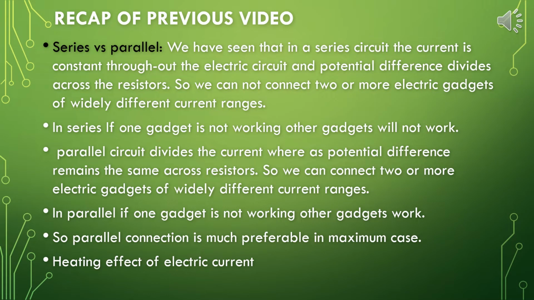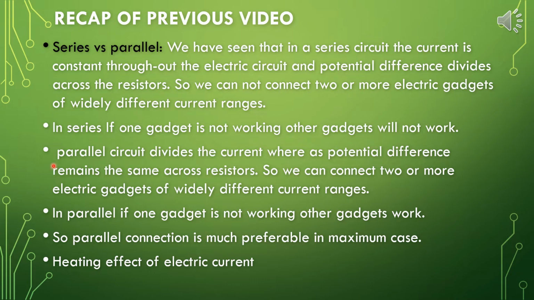Let us have a recap of the previous video. We have learned about series versus parallel, where we have seen that in a series circuit, the current is constant throughout the electric circuit and potential difference divides across the resistors. So, we cannot connect two or more electric gadgets of widely different current ranges. And in series, if one gadget is not working, other gadgets will not work.